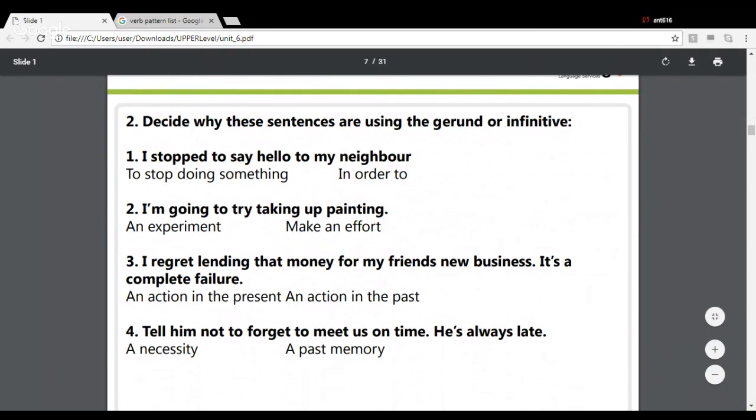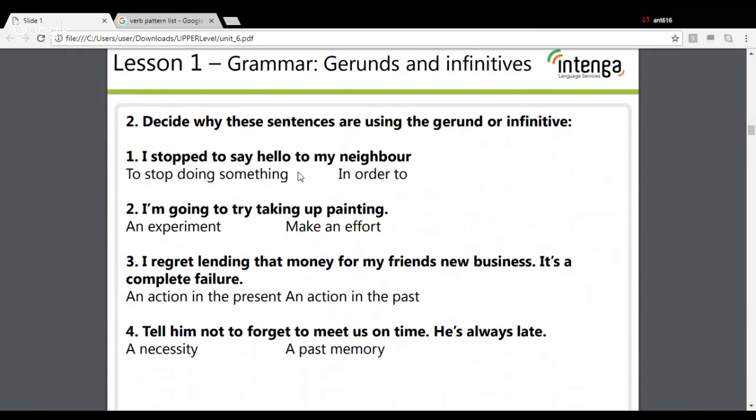I kind of like the in order to as well, just because I stopped to say hello. Now you're physically stopping, but it's not like a habit. You stopped doing something is more of a habit. I stopped smoking, for example. So in order to, I stopped to say hello. Oh, hey neighbor. Right. So I like in order to. What about number 2? I'm going to try taking up painting. An experiment? Make an effort. I think effort. Make an effort.